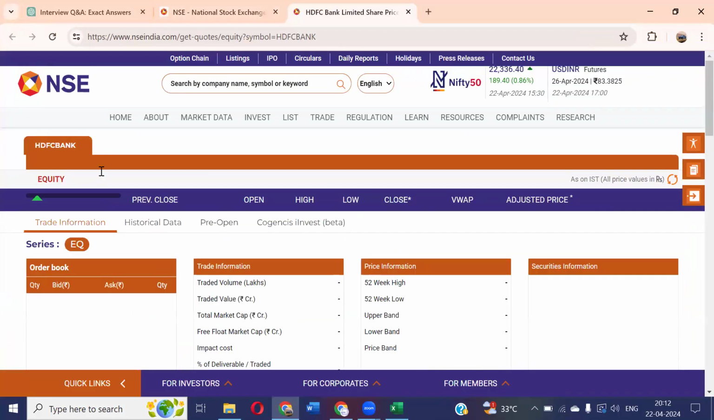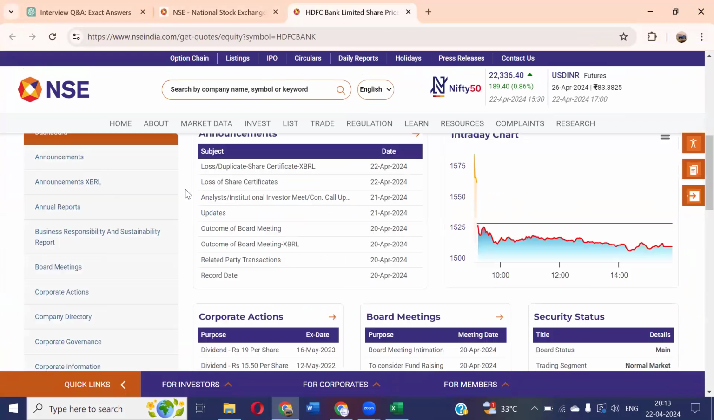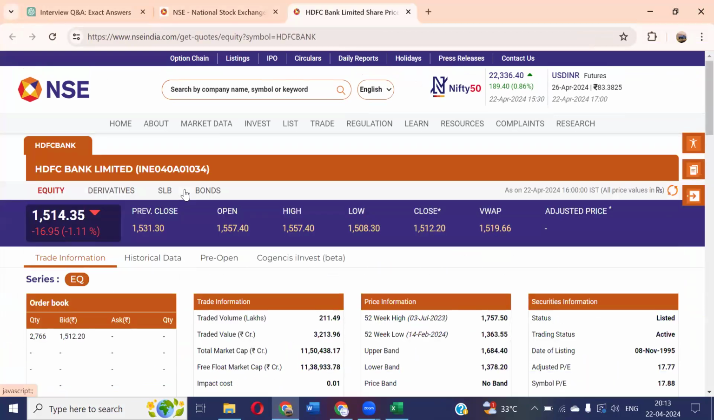Take top 5 gainers and losers. Okay. Can you see this? Open price means the price at which the market opened for this HDFC Securities. It's showing 1557. What is the highest value that it has reached? The highest is also the same, 1557. Lowest is 1508, and the closing price is 1512.